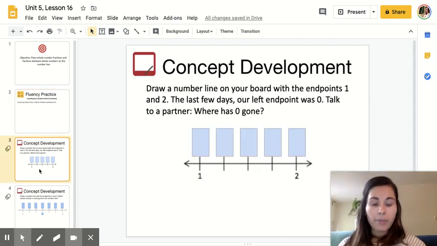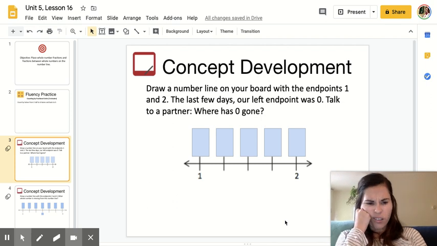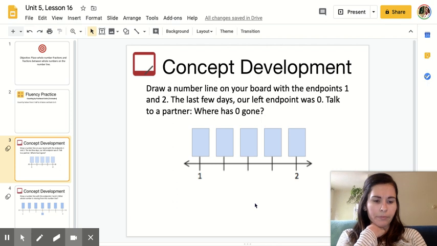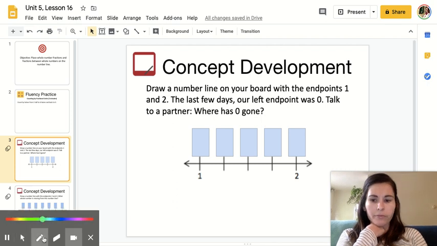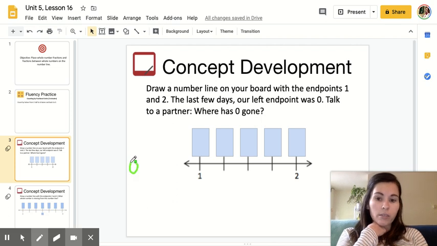We're going to start by drawing on our number line with endpoints 1 and 2. Yesterday, all of our number lines had 0 and 1. On your screen, point to where you think the 0 would be. Exactly. Our 0, our imaginary 0, is over here. It still exists. We're just showing different parts of the number line.